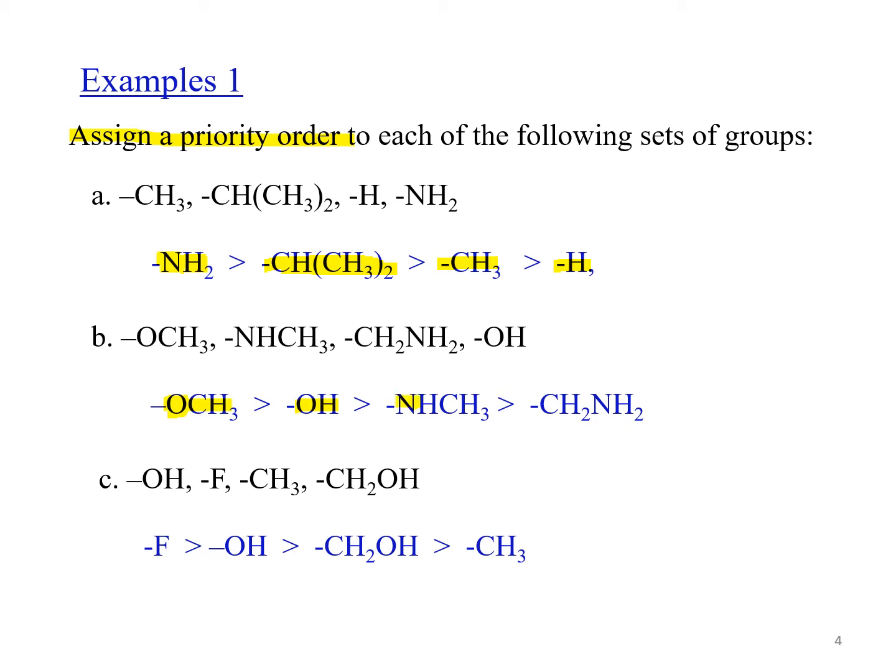Then comes the nitrogen, which has a lower atomic number than the oxygen, so this NHCH3 group comes after it, and then the CH2NH2 group at the end of the order. Now this one, the third example, has a fluorine, which has the highest atomic number, so it comes first. Then the hydroxyl because of the oxygen, then CH2OH, which is a bigger group and has oxygen in it, and then at the end is the methyl group, which is the smallest in this case.